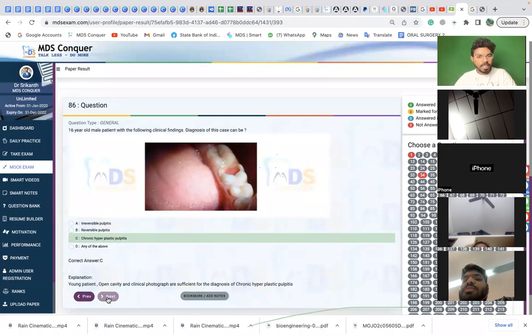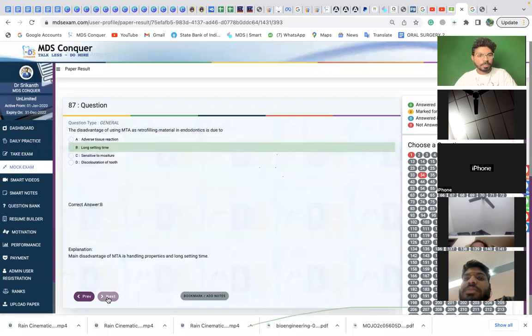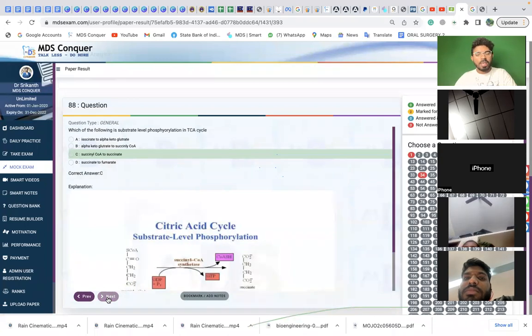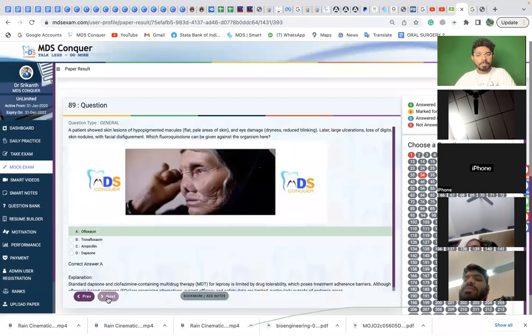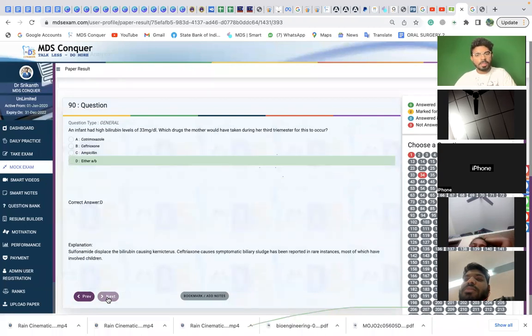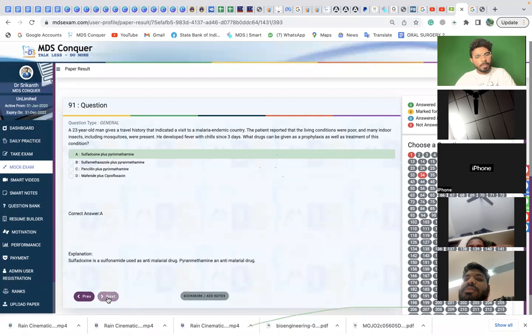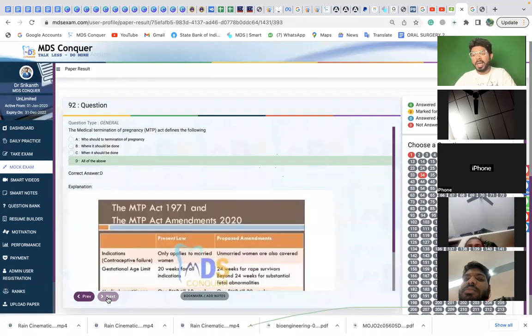Chronic hyperplastic pulpitis, easy question. MTA disadvantages, long setting time, handling properties, easy question. This is biochemistry, so I'm not counting this. This is basically an easy question in biochemistry, but I'm not calculating it as an easy question. I'm not calculating this also. I'm genuine. I'm not calculating.